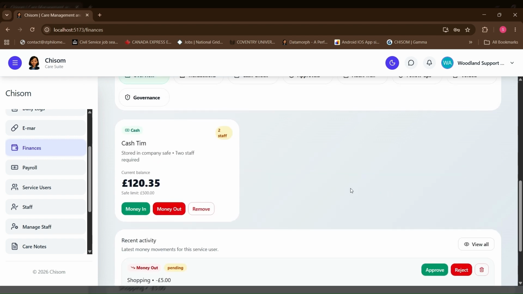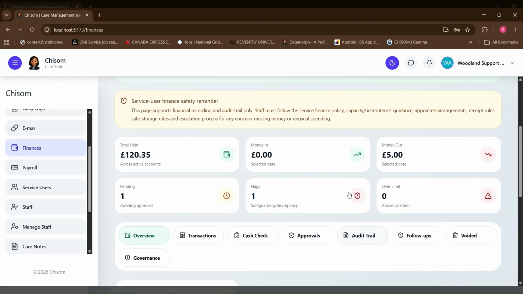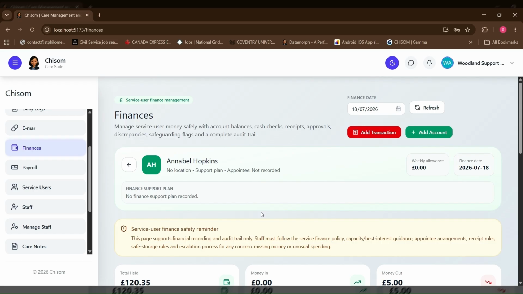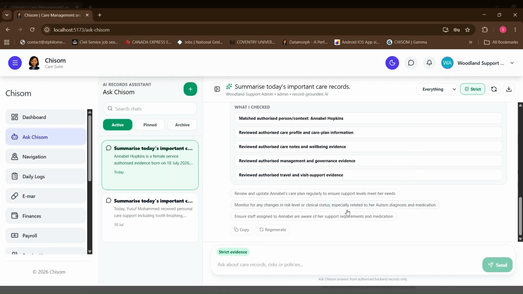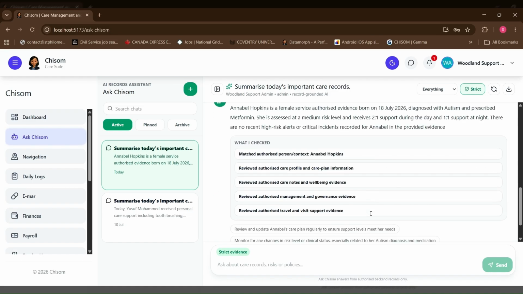So there's also discrepancy. You can flag off a discrepancy as well. That is the good thing about it. So all this was for me to explain how this innovation works. Ask Chisom, right? That was why I had to put in this record.